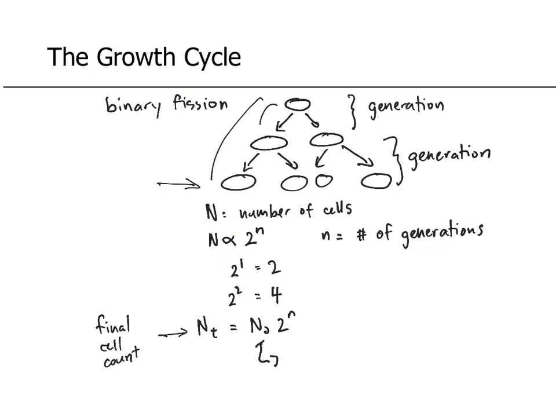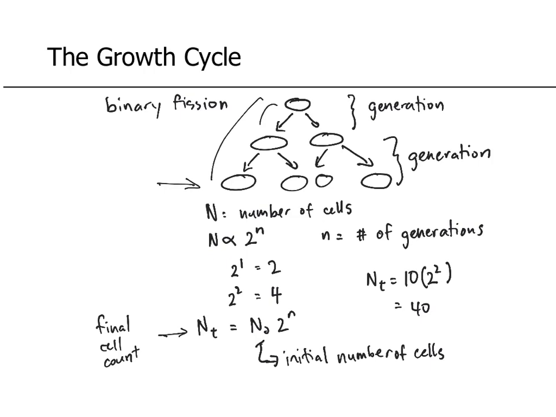The n0 here is the initial number of cells. And then the little n is still the generation time, right? So if we started with 10 cells, which would be the n0, that's how much we started with, and then times 2 to the n, let's just still go with 2 generations, we would end up with 40 cells instead, if we had started with 10 instead of 1.